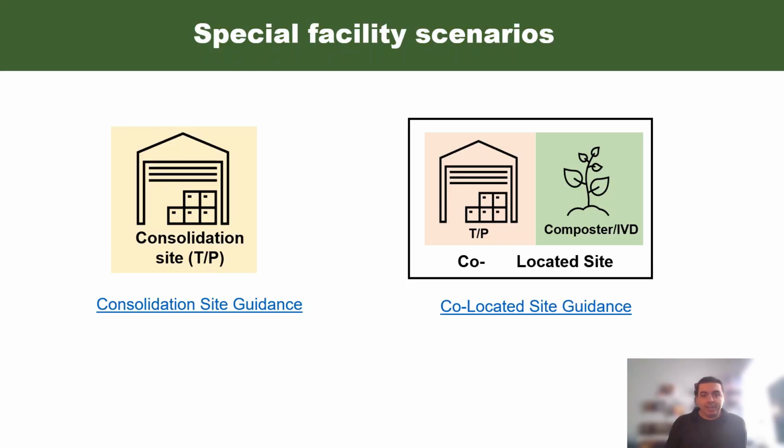We also have some additional guidance available, and this has to do with special facility scenarios. We did talk a lot about consolidation sites, so if you haven't already, we do have guidance available. This breaks down a number of scenarios, and depending on how that material is flowing through the facility, it'll help you figure out whether that would meet the definition of a consolidation site. We also have co-located site guidance, and for co-located facilities, this is where you may have a transfer processor, composter, maybe an in-vessel, all in the same facility boundary. This guidance helps you figure out where measurements might take place based on those co-located activities.